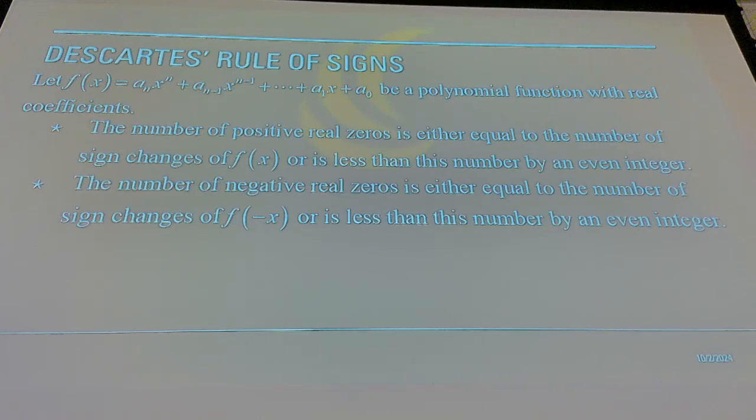The number of negative real zeros is either equal to the number of sign changes in f of negative x, or less than this number by an even integer.